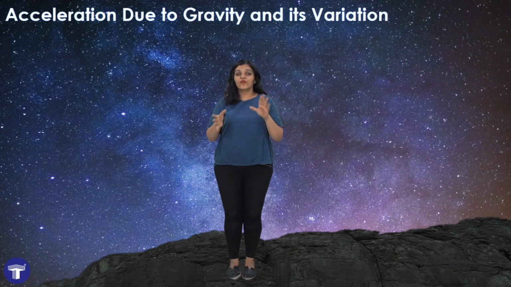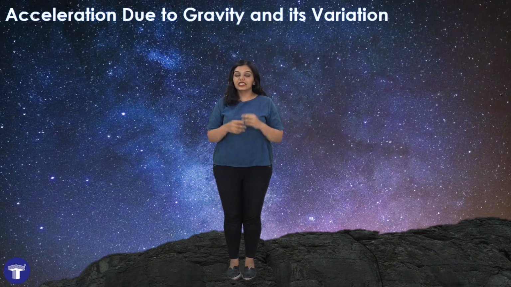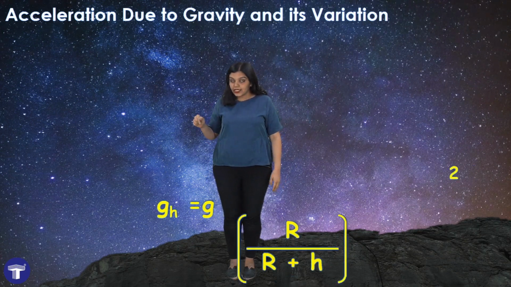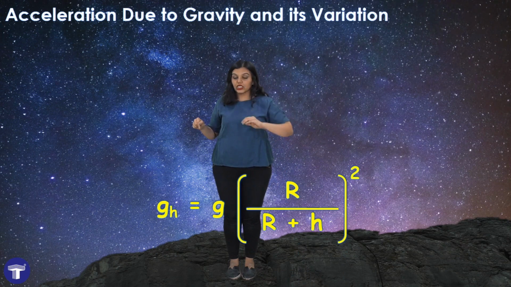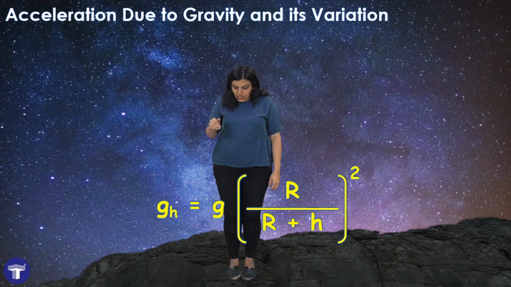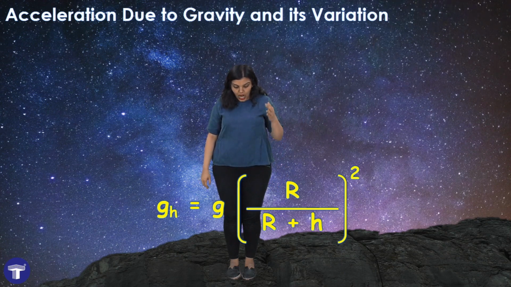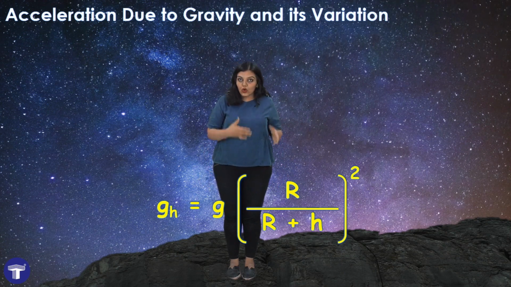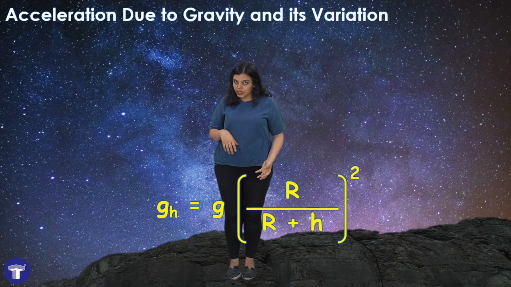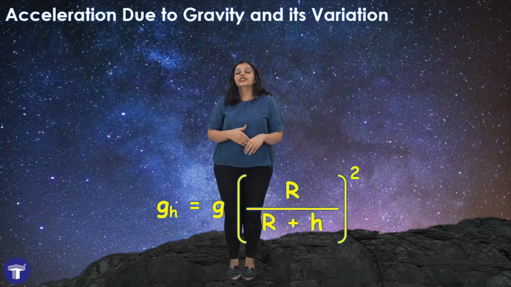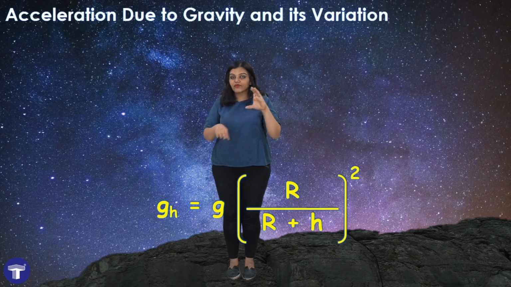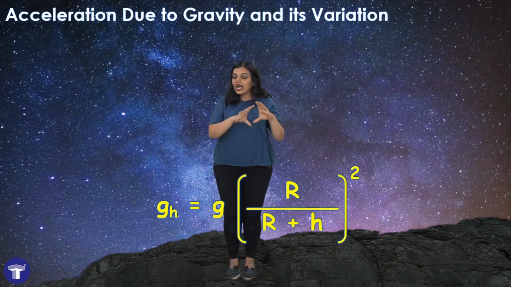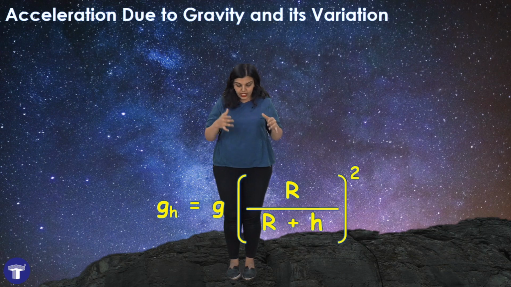The variation of g with respect to altitude is given by the formula g_h, where this is the new acceleration due to gravity at a height h from the surface of the Earth, equal to g into (R upon R plus h) the whole square, where h is the height of the object from the surface of the Earth. So if you're trying to find the acceleration due to gravity at a certain height from the surface of the Earth, then that height is this small h given in this formula.